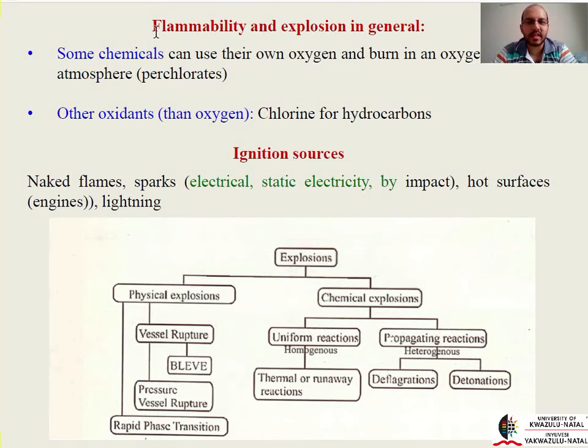In terms of flammability and explosion in general, most chemicals that are combustible need oxygen and burn in an oxygen-rich atmosphere. However, there are certain mixtures that don't need oxygen at all to burn. For example, if you interact chlorine with hydrocarbons, you can get combustion occurring, even though there's no oxygen, because it's using chlorine instead.